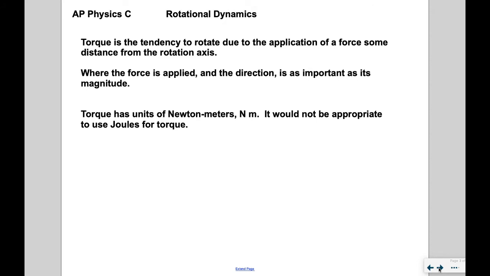Torque is the tendency for an object to want to rotate due to the application of a force some distance from the rotation axis. Where the force is applied and its direction is just as important as the force's magnitude in terms of the torque that it generates. Torque has units of Newton meters. It would not be appropriate in any case to use joules for torque, even though Newton meters is comparable to joules when we are measuring energy.